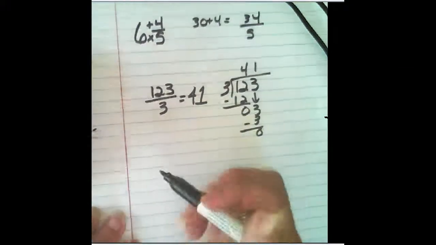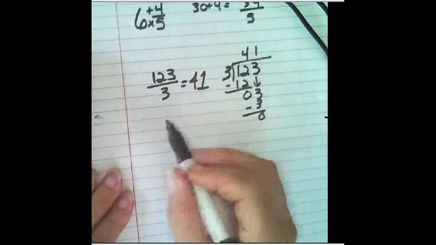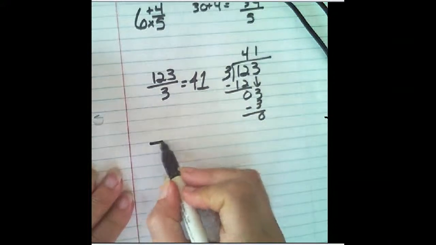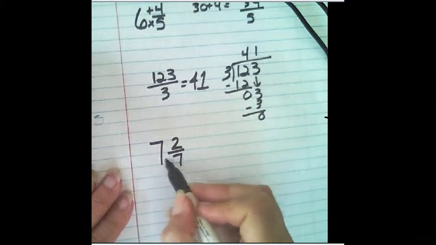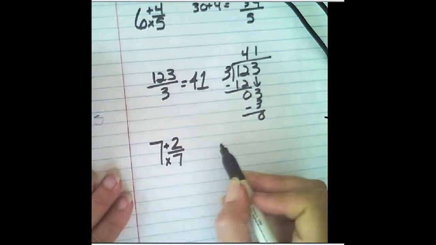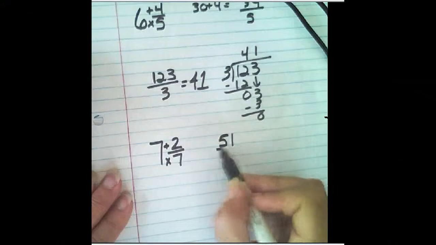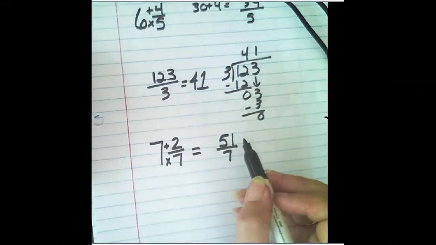Let's look at one more example of changing a mixed number into an improper fraction. If I have 7 2/7, 7 times 7 is 49. 49 plus 2 is 51. 51/7.